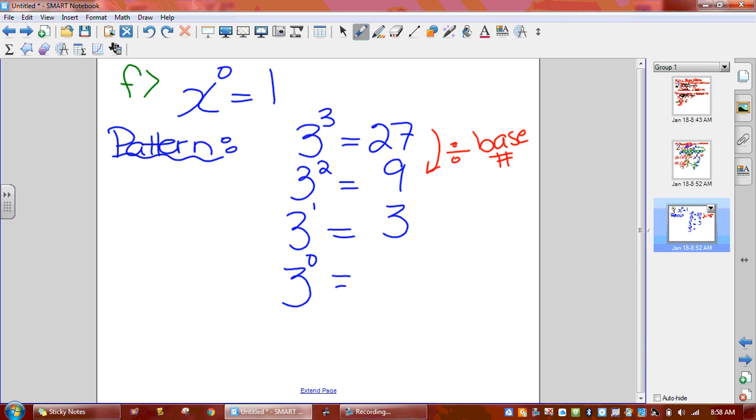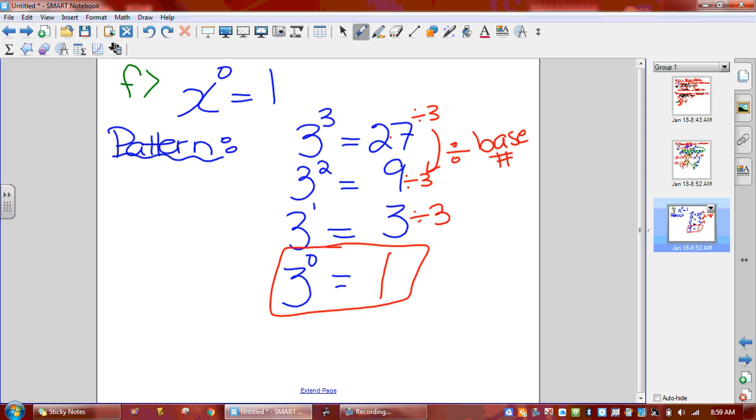that's all that's happening here every time. How do I go from 27 to 9? I take 27, divide by the base, I get 9. 9 divided by the base, I get 3. 3 divided by the base gives us 1. So whenever you divide the base low enough, it's going to start giving you anything exponent 0 equals 1. Okay, that pattern will hold true for any digit. Okay? And any variable. So that's the pattern on why it happens.